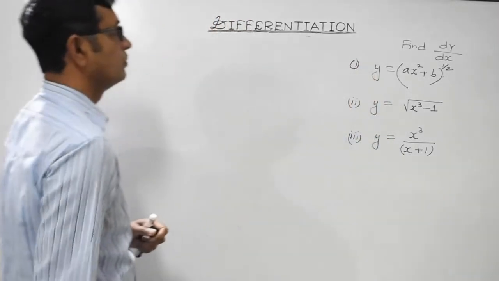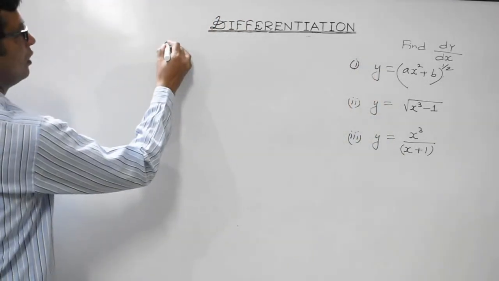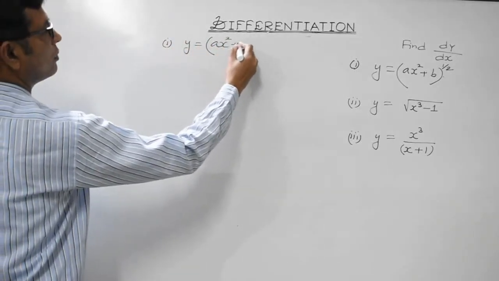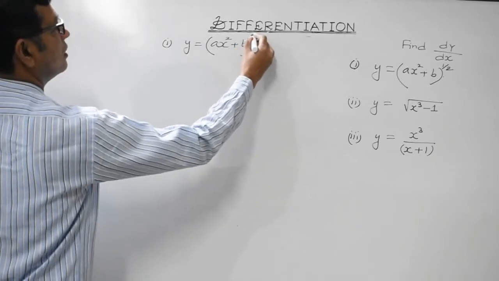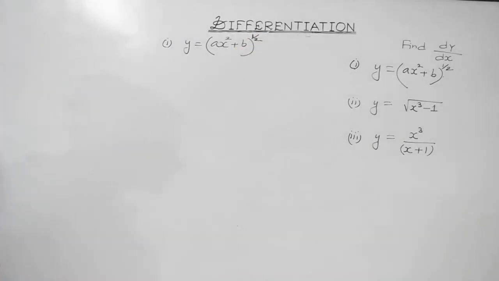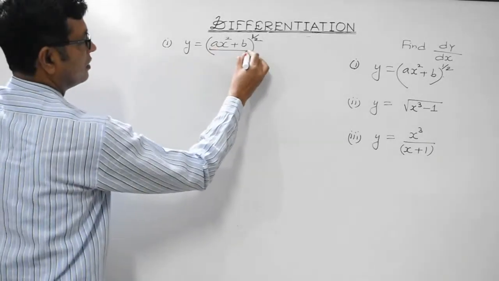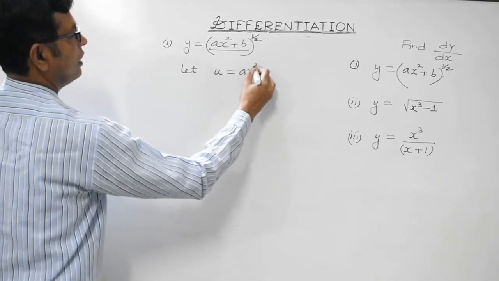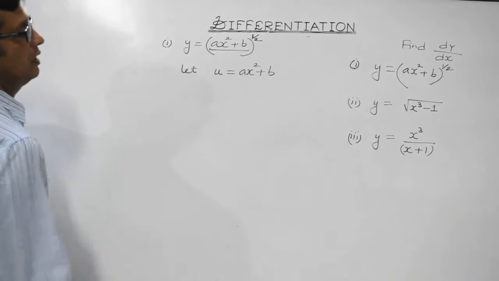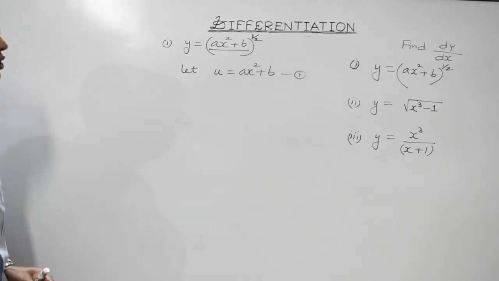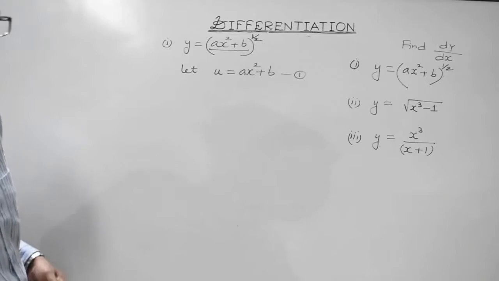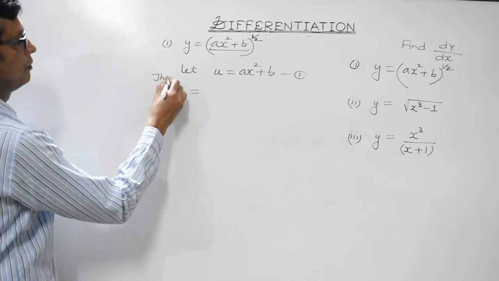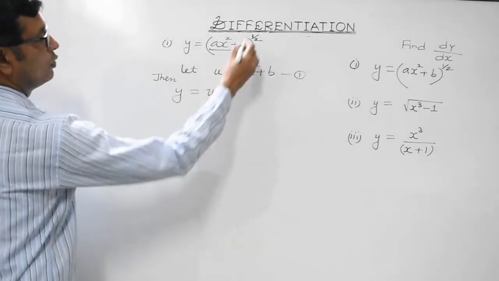Let's consider the first one. It's a good one. Y is equal to root of ax square plus b. Okay, this is it. So what we do is, let us consider u is equal to ax square plus b. Right? Put this as equation 1. Now what we do is, y will become u to the power half.